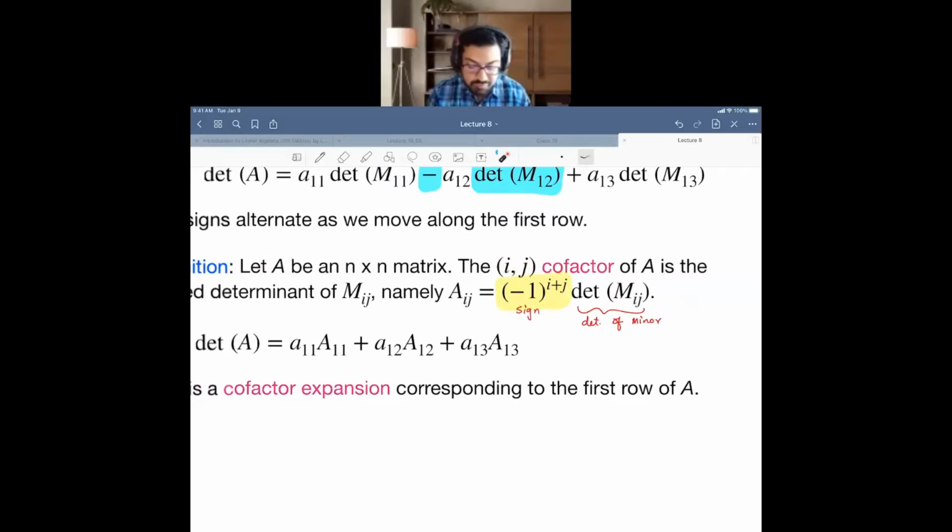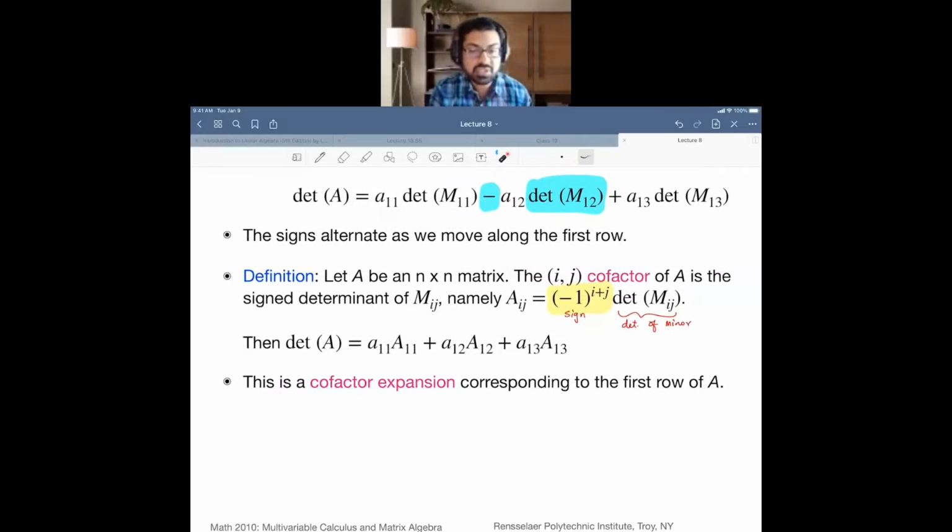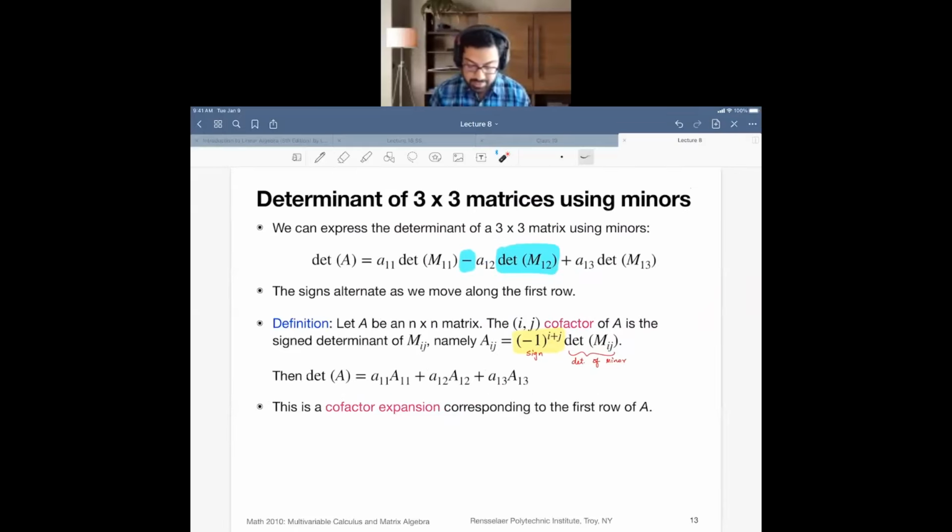So if you did the cofactor expansion with respect to row 1, you would get A11 multiplied by cap A11 plus A12 multiplied by cap A12 and A13 multiplied by cap A13. Now you don't have to worry about the sign because you already took care of that within the cofactor. So this is called the cofactor expansion corresponding to the first row of A.